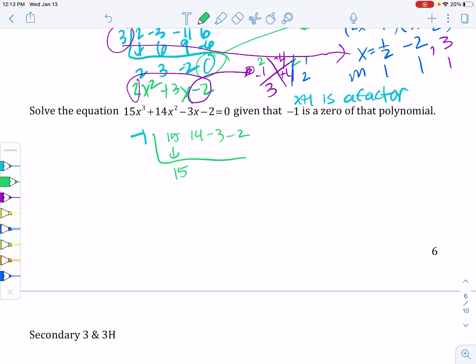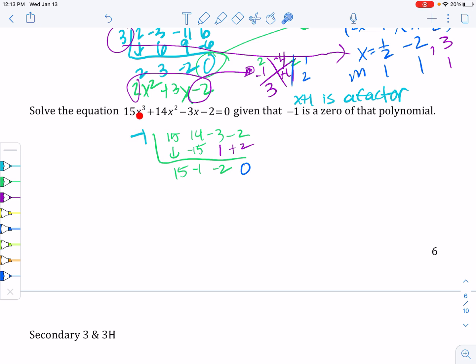So I bring down the 15. So I do -1 times 15 is -15. I do 14 plus -15 is -1. -1 times -1 is +1. I do -3 plus 1 is -2. -1 times -2 is a +2. And then -2 plus 2 gives me nothing. Now I should be anticipating nothing because it told me that this is a 0. So if I don't get a 0 there, I should think I screwed up somewhere. Either in your arithmetic here, or you forgot to change the sign, or you changed the sign and you weren't supposed to change the sign.